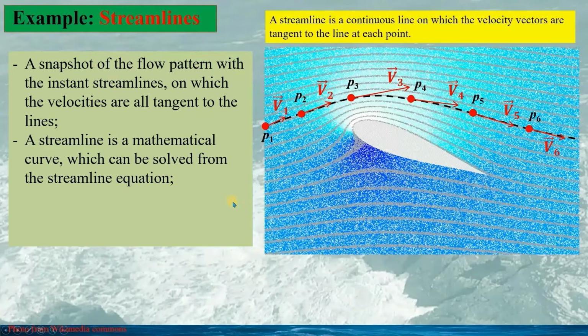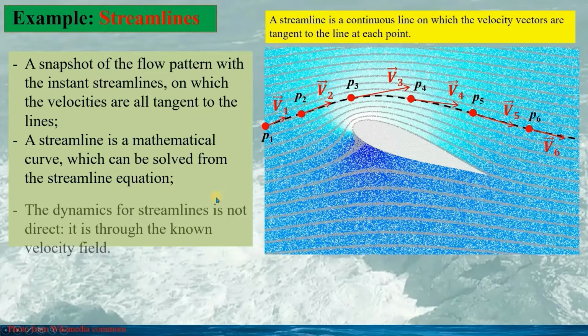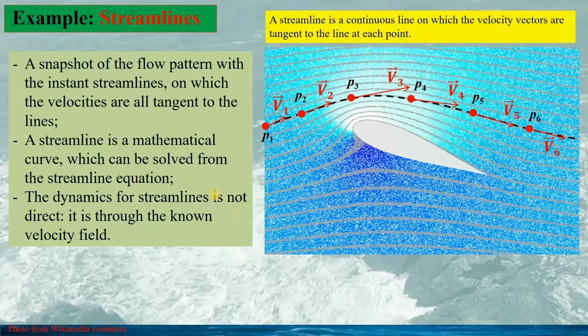A streamline is a mathematical curve which can be solved from the streamline equation. I will talk about this streamline equation later. And the dynamics for streamlines is not direct. It is through the observed velocity field. We will see this later.